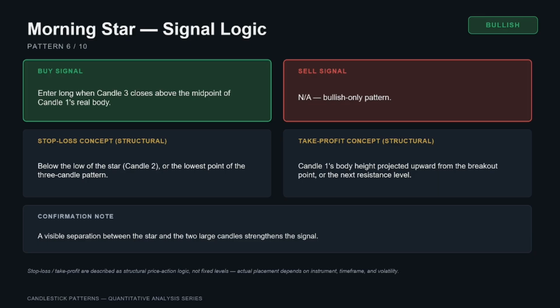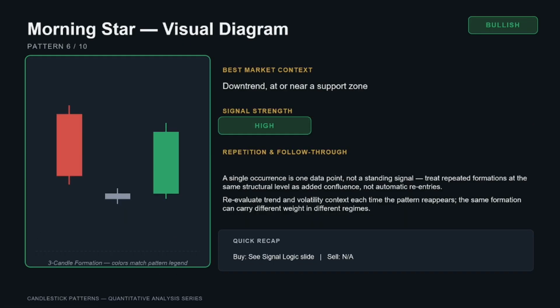Stop loss concept: below the low of the star or the lowest point of the 3 candle pattern. Take profit concept: candle 1's body height projected upward from the breakout point, or the next resistance level. Confirmation note: visible separation between the star and the 2 large candles strengthens the signal.